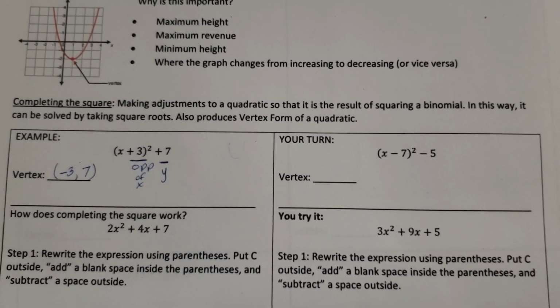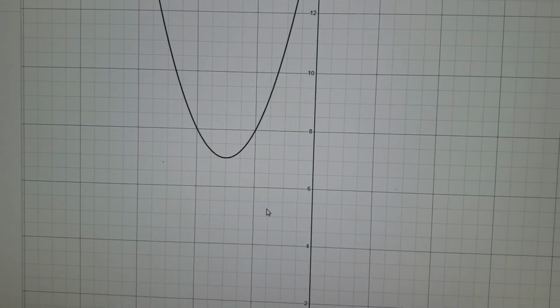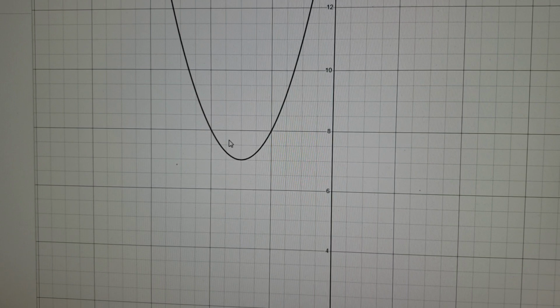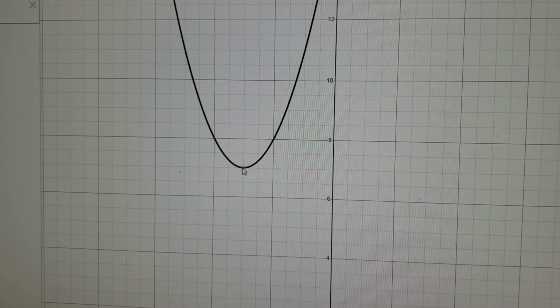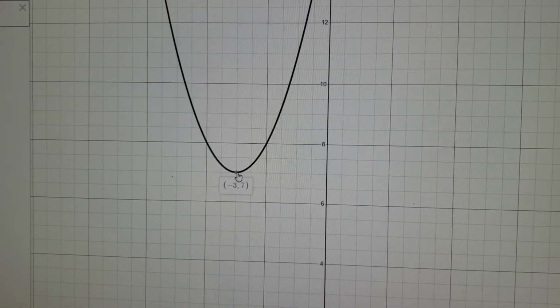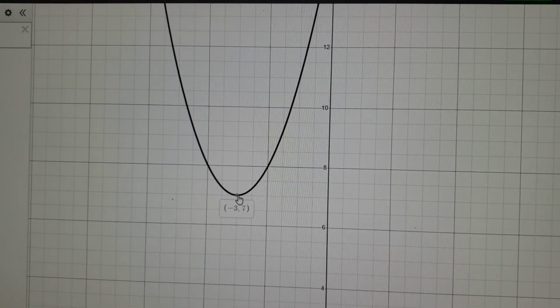And if we want to take a look at what that looks like on the graph, we can do that right here. And the vertex of our graph is right here. And if we click that point, there we are at (-3, 7). So that's the vertex of our graph. In this case, the lowest point that our graph reaches.